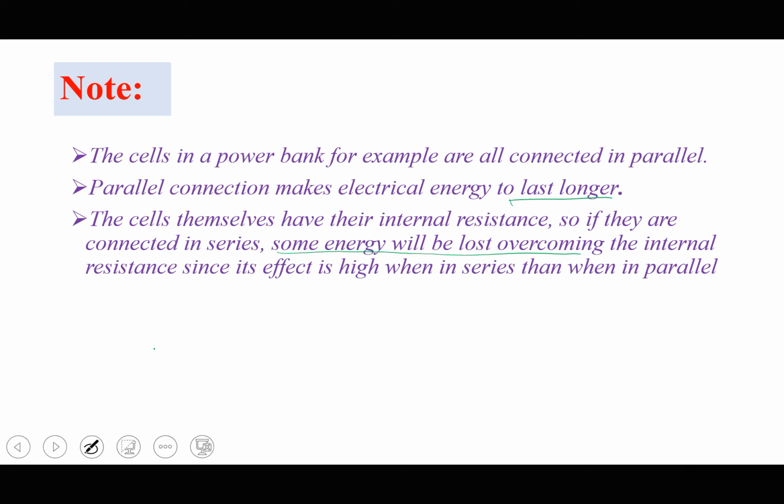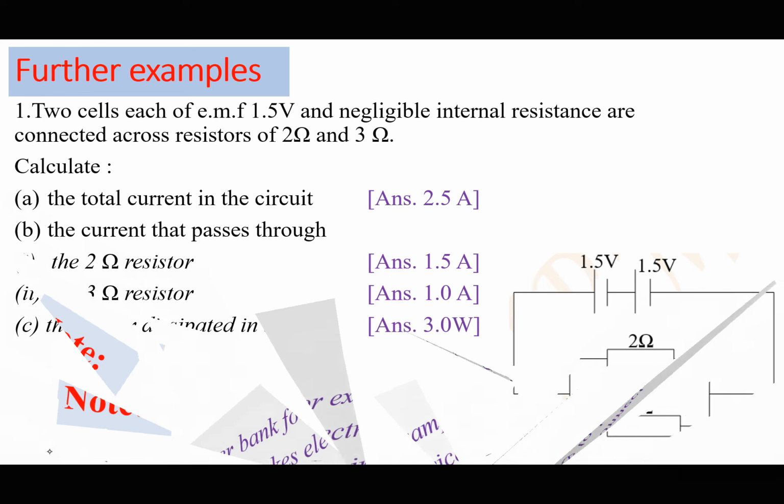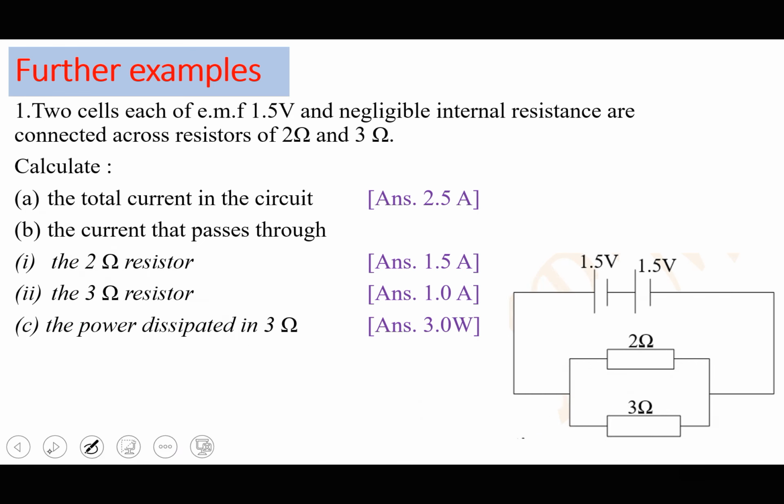You can always pause the video and try to solve first. I will not solve all the questions. Some of them I'll just give hints, but most of them are just emphasizing the same concepts we have been dealing with right from lesson 1. Okay, further examples. Two cells, each of e.m.f. 1.5 volts and negligible internal resistance, are connected across resistors 2 ohms and 3 ohms. Calculate the total current in the circuit.